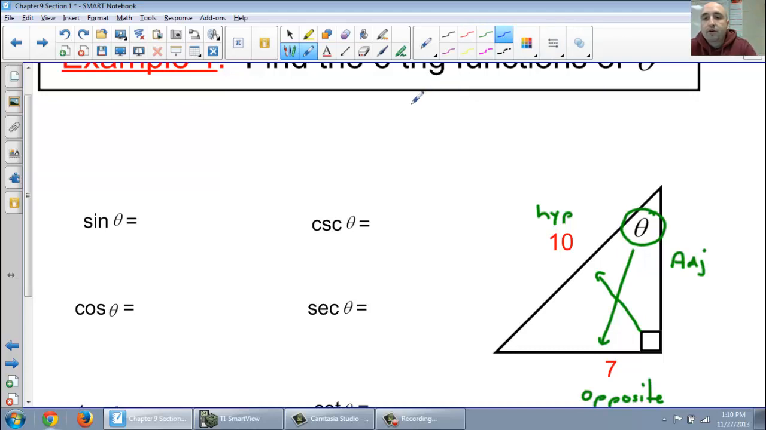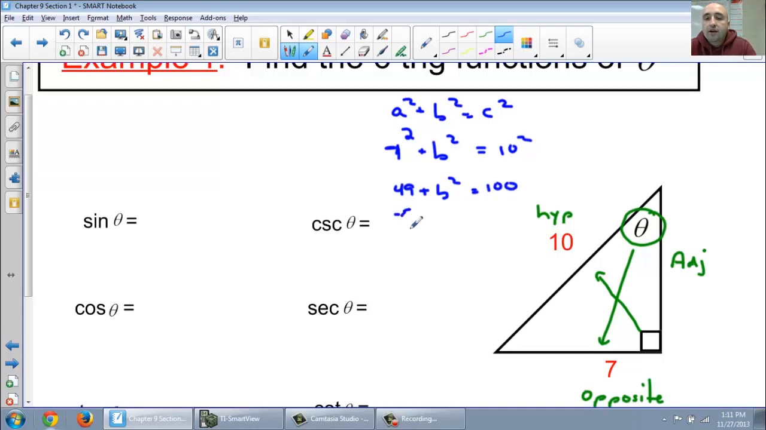Well, hopefully you remember the very famous Pythagorean theorem, a squared plus b squared equals c squared. Remember, a and b are your 2 legs. So one of my legs is 7, so 7 squared plus b squared. We don't know our other side, but we do know the hypotenuse is 10, so 10 squared. So 49 plus b squared equals 10 squared, which is 100.